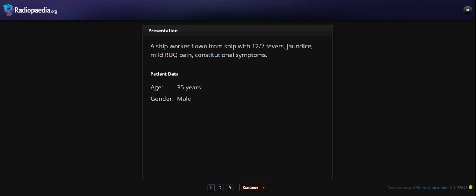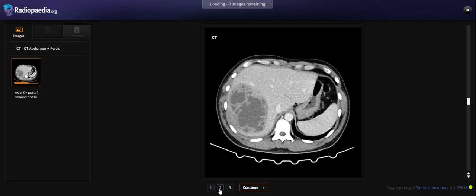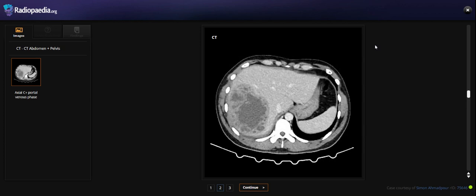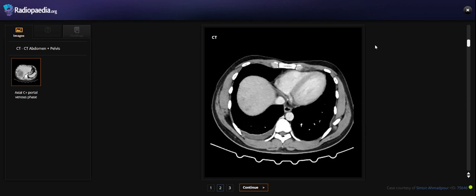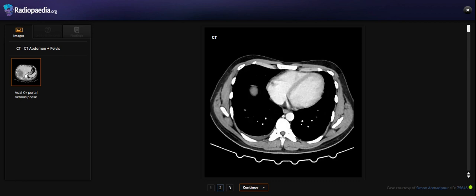Can you hear? Charlie's my right up the program and cause constitutional symptom. So he got CT. He is SCT. Let's scroll from the upper to the lower abdomen.